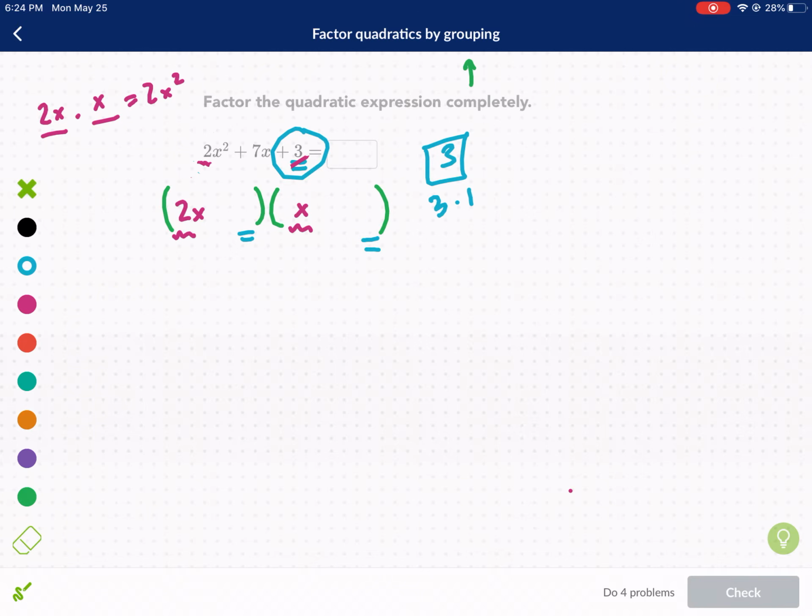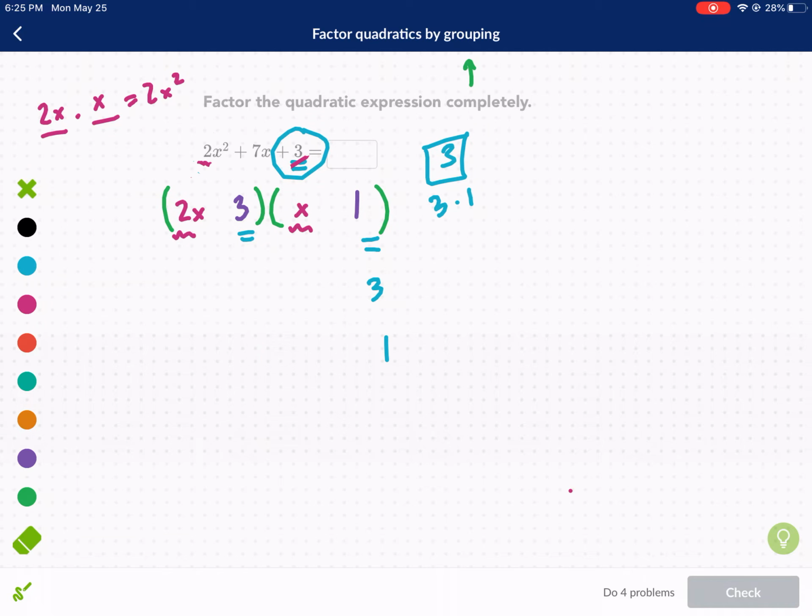Now I have 2 different combinations here. I can put the 1 here and the 3 here, or I could put the 3 here and the 1 there. And this is where the more you do this, the more experience you'll have with where each one of those terms goes. So let's try putting the 3 here first. I'm going to use purple just to show that it's a trial. I'm going to put the 3 and the 1 there. Let's see how this works.